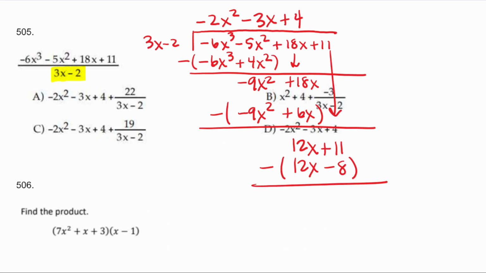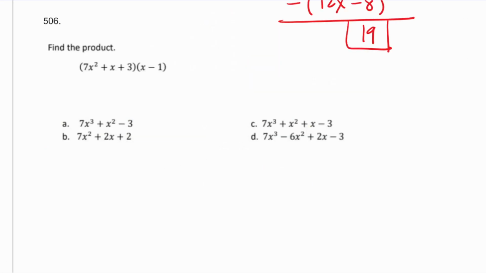Surprised they didn't have plus 3 as a remainder. That's what I would have done personally. But okay, so if I take 11 and I subtract negative 8, I'm going to get 19 as my remainder, and so that's why it's going to be answer choice C. And yeah, that is what we got.